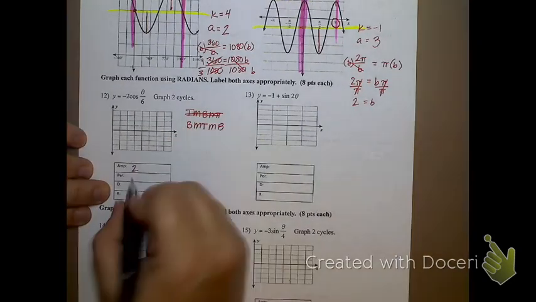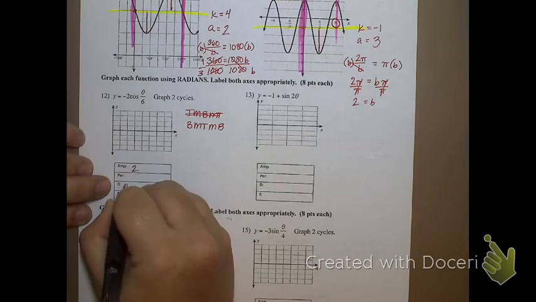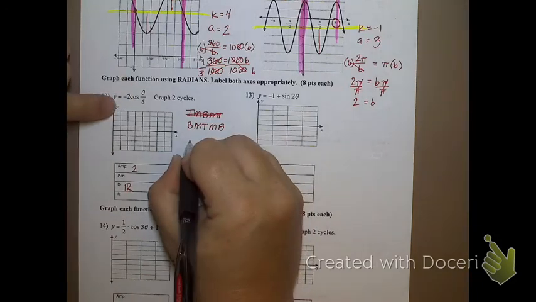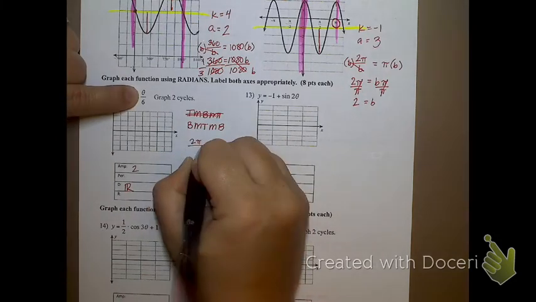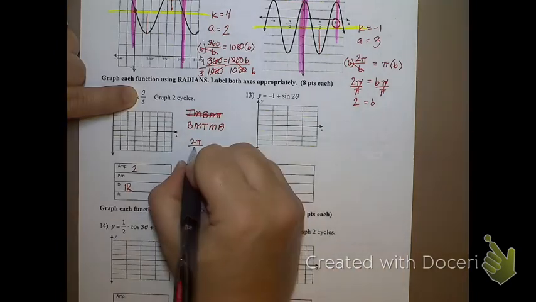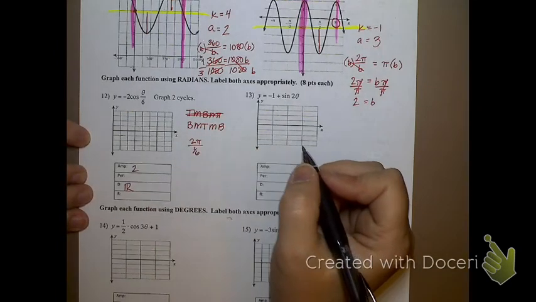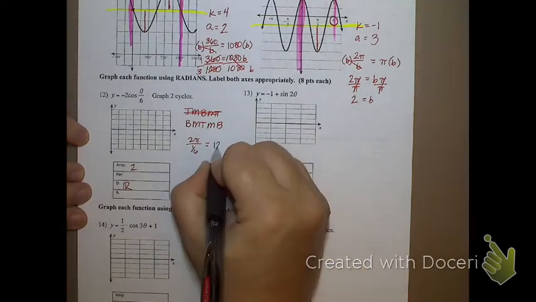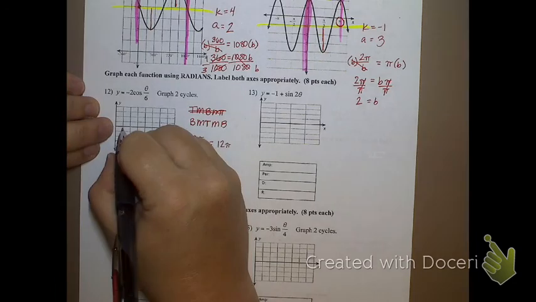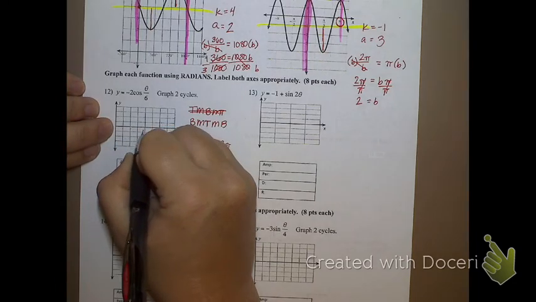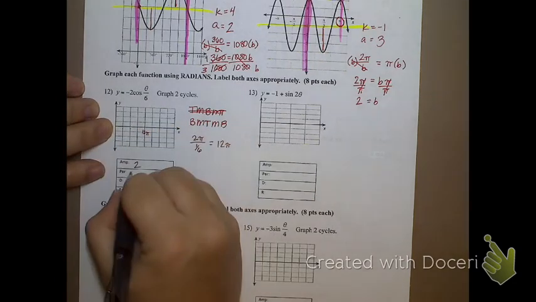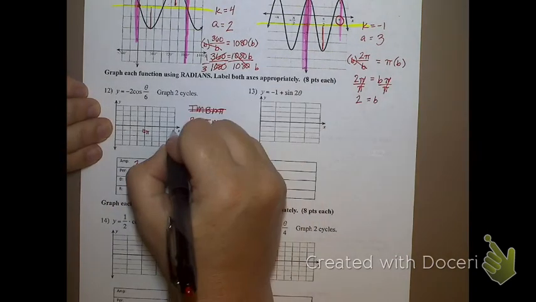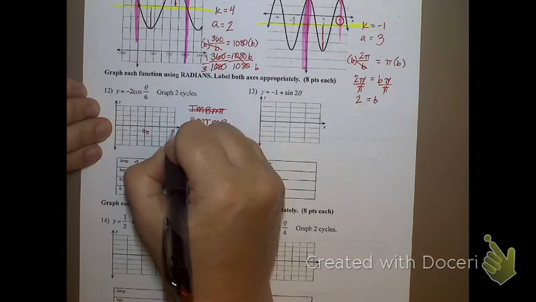Let's see, what's the domain going to be? All real numbers. How do I find the period? Well, if we're doing radians, I need 2 pi divided by what? 1/6. What's 2 pi divided by 1/6? What's 2 divided by 1/6? 12 pi. So that means the 4th line out is 12 pi. And my period down here is 12 pi. So what's the 8th line out? 24 pi.